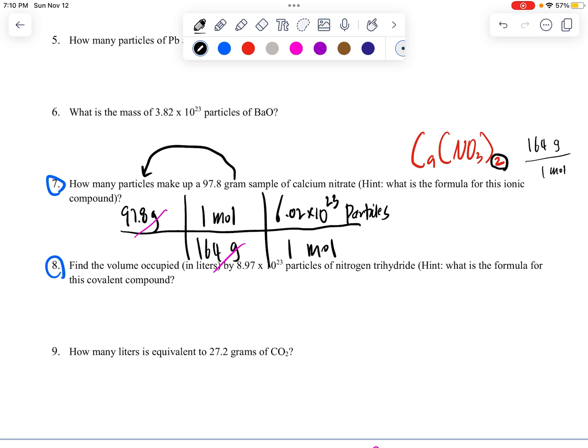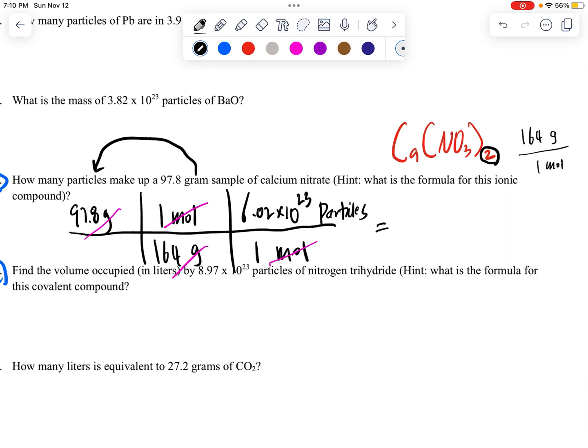Calcium nitrate particles. Cross out any units that are unneeded anymore. So moles will go away now, and the only unit that's remaining is the number of particles, which is exactly what we're trying to find here. Great. Let's go ahead and punch all that into the calculator.